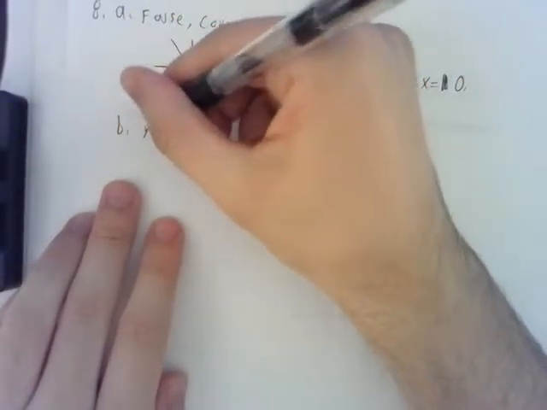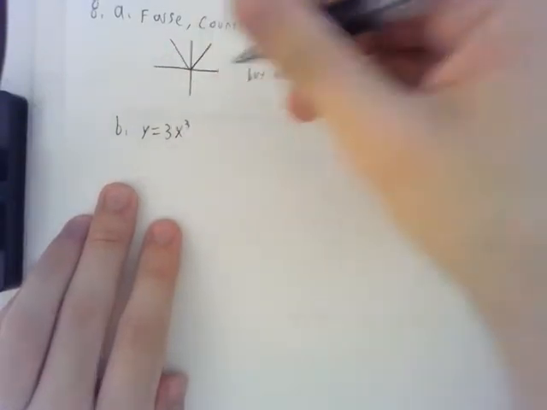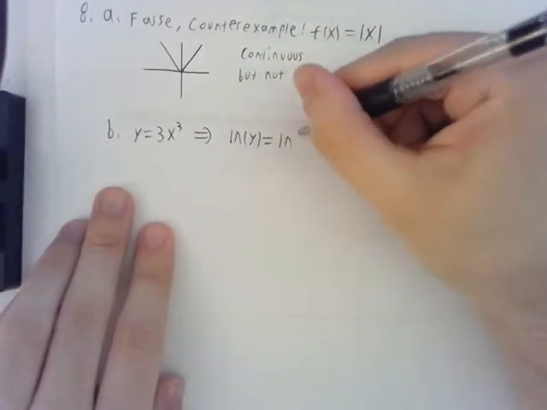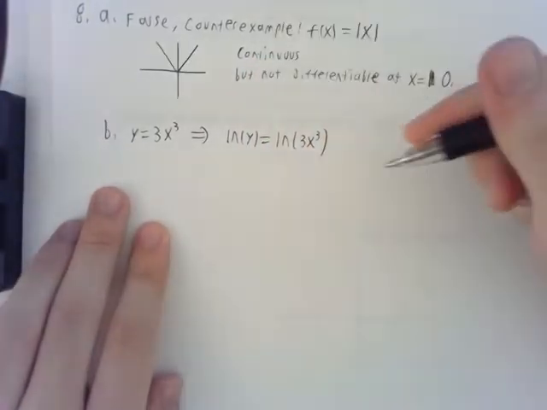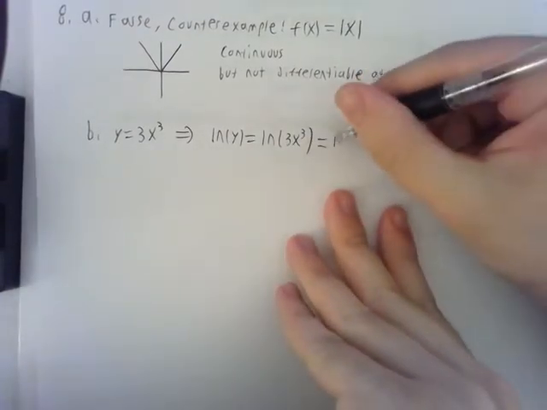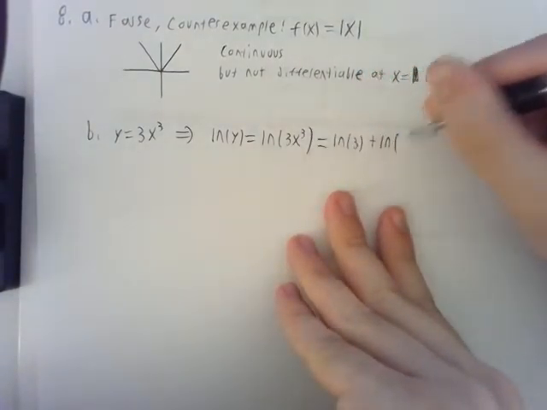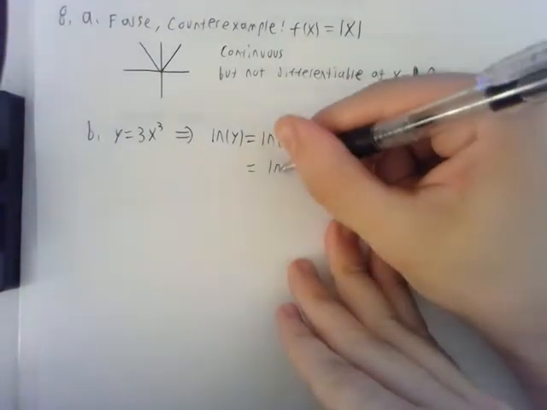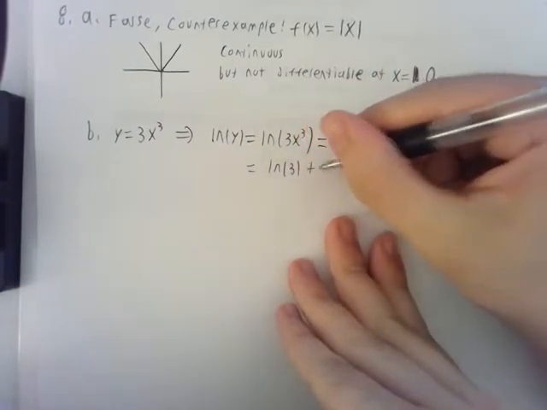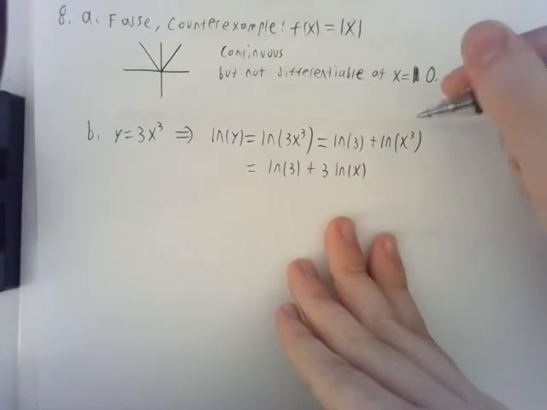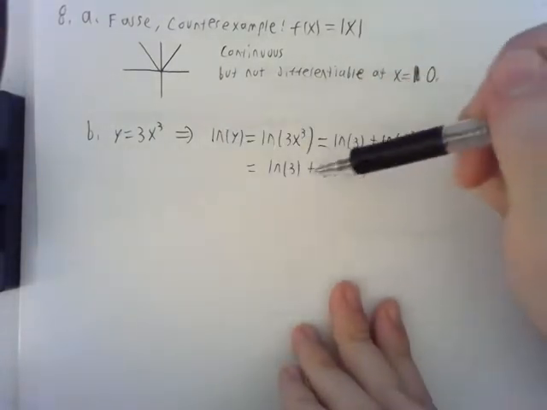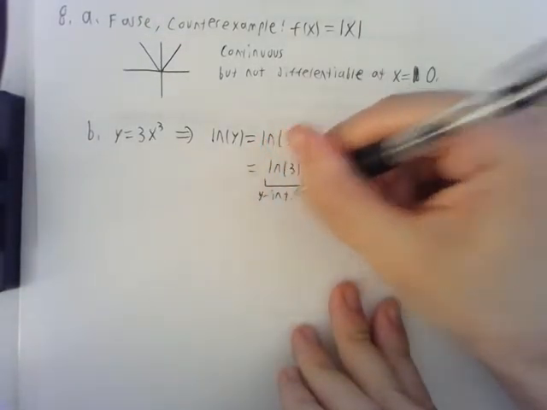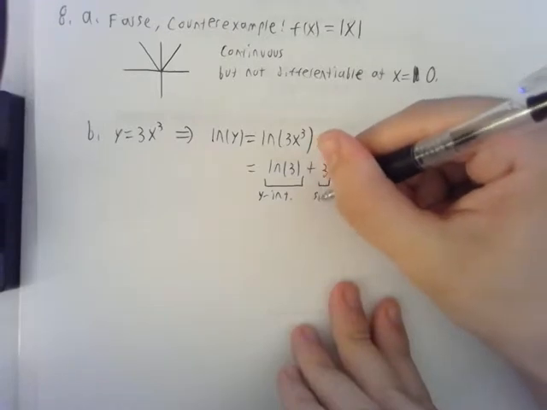So we have y equals 3x cubed. If we take the log of both sides, we get log of y is equal to log of 3x cubed. And we can simplify this to log of 3 plus log of x cubed. And then we can simplify that a bit further to log of 3 plus 3 log of x. So we can see that log of y is a linear function of log of x, where log of 3 is the y-intercept, and this 3 is the slope.